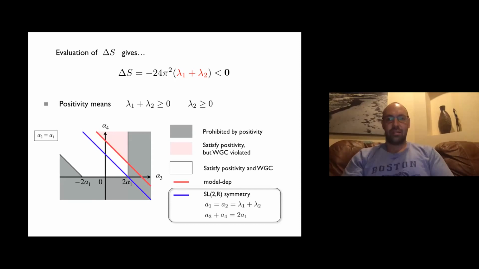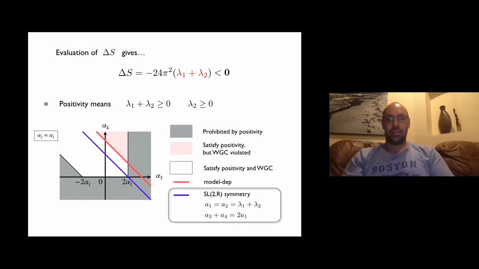So coming back to our plot, this is what it means. SL(2,R) symmetry, as you can see in the corner down here, implies that alpha 1 is equal to alpha 2, and this can be related to lambda 1, lambda 2, and also that A3 plus A4 is equal to twice A1. So basically, it's like the blue line, which shows you that we are in the white region, where both positivity and the weak gravity conjecture are satisfied.